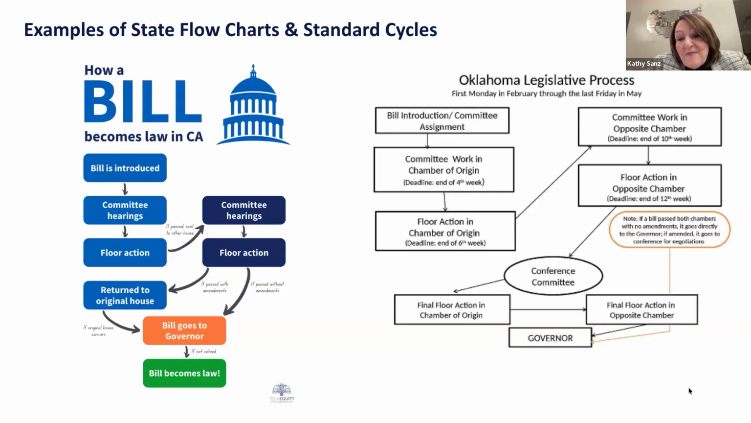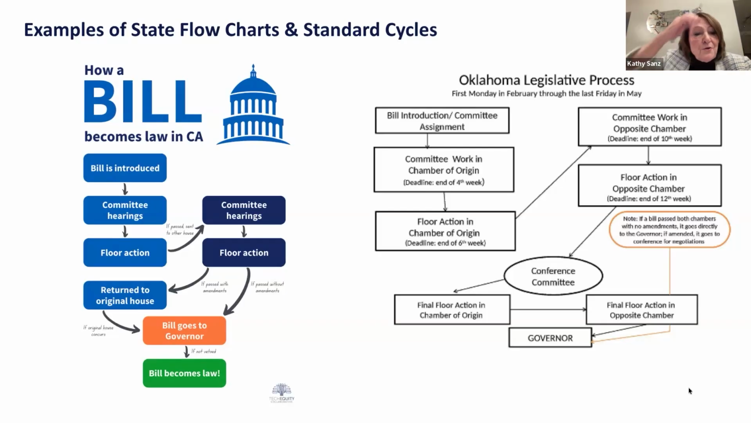So once it passes favorably by each of the committees, it is sent to the full chamber for a vote. Then the bill becomes law after being passed by a majority vote in both the House and the Senate. And at that point, the bill is sent to the governor for signature.